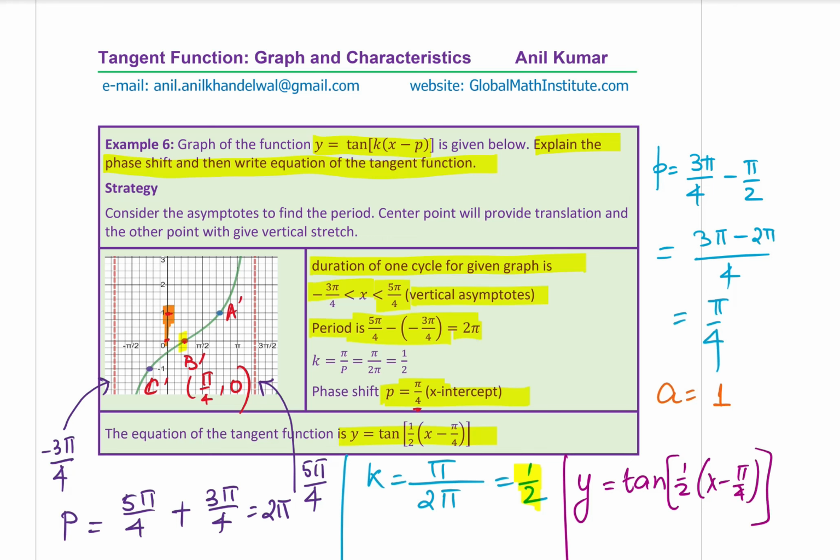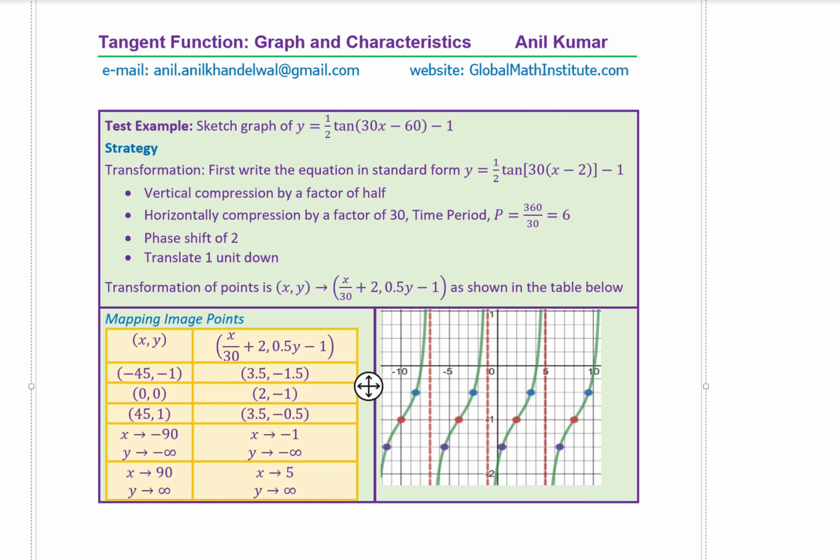So I hope the steps are absolutely clear. We incorporate this pi by 4 phase shift and then the value of half and got our equation. Perfect. So that is how you would get the equation of a transformed function which includes phase shift, as shown here. Here's the last example.